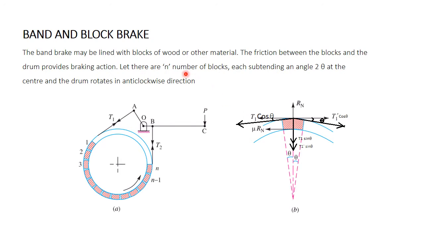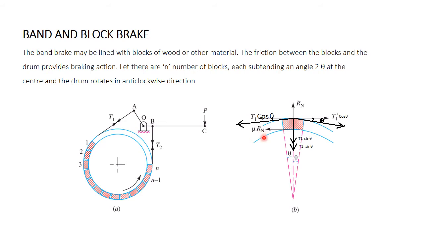Already in this theory we know that the friction between the block and the drum is the frictional force Ft. Ft is equal to mu times Rn, where Rn is the normal reaction on the block and mu is the coefficient of friction between the block and the drum. Therefore the transmitted frictional force Ft is equal to mu multiplied by Rn.